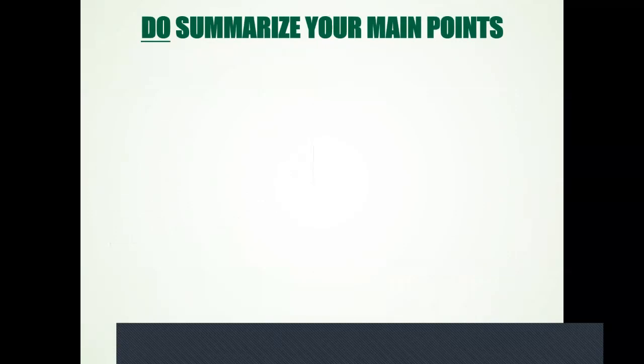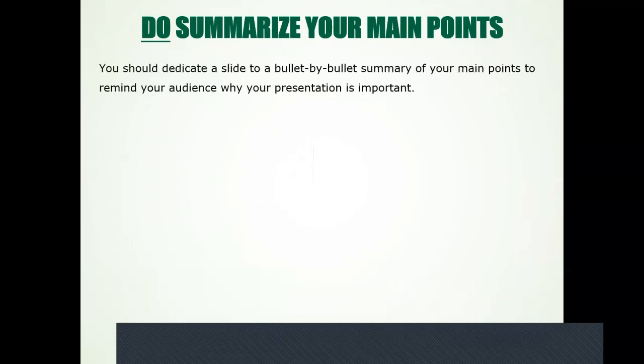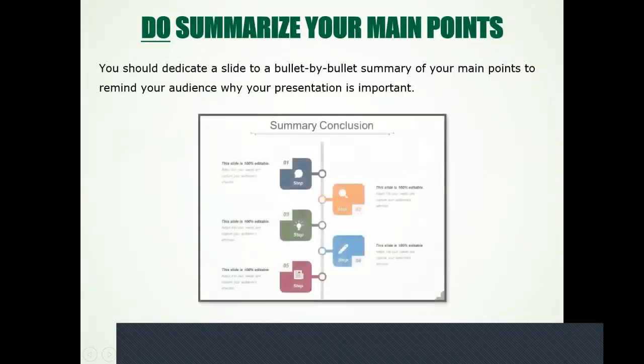Do summarize your main points. You should dedicate a slide, usually your concluding slide or your summary slide, to have a bullet by bullet summary of your main points. Why should you do this? Well, just like with an essay where you would wrap up your arguments with a concluding paragraph explaining why all the evidence and information that you've shared is important, you want to do the same thing with a speech. You want to leave them with some quick points that they can remember about what is important about what you have to say.